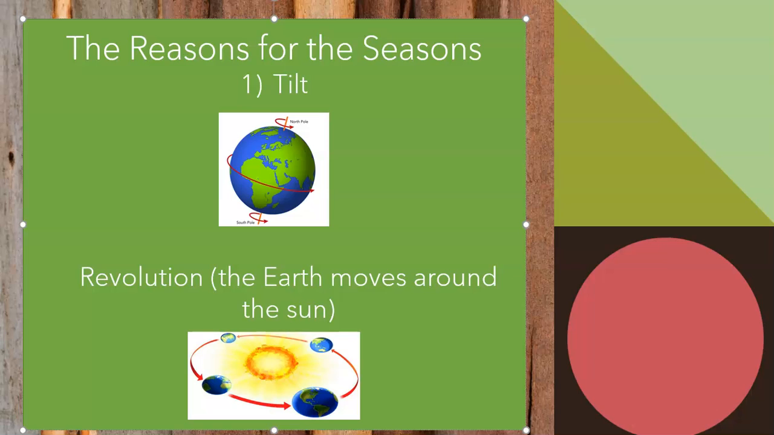The second reason we have seasons is because the Earth revolves around the sun. So because the Earth is moving around the sun, we will experience seasons.